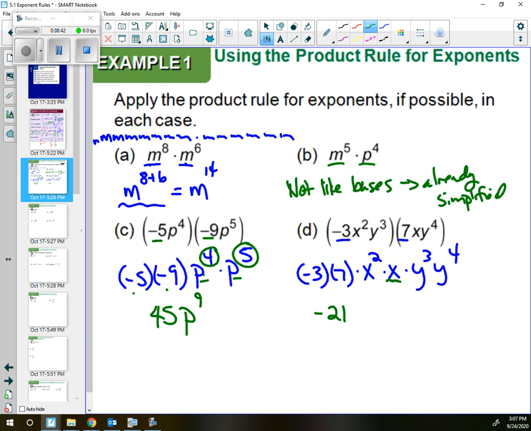What is this x worth? If there's no exponent written, that's to the first power. Don't forget that, because then that's going to be x to the 3rd. And then 3 plus 4 would be y to the 7th. Just be careful that you get those ones in there for those powers. So these are the power and the product rules.